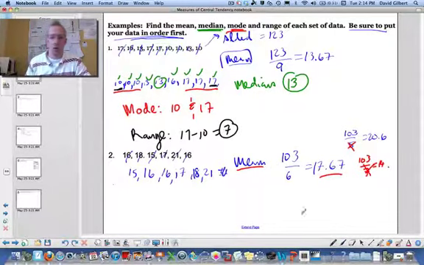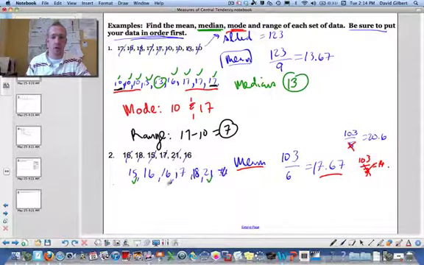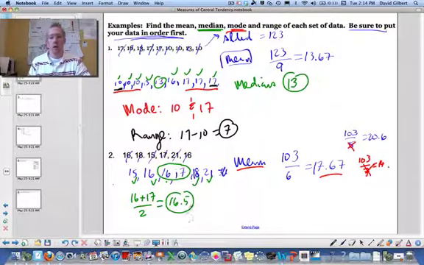For the median, you want to use your ordered numbers here, so first, last, and now we have 2 middle numbers, a 16 and a 17. So we do 16 plus 17 divided by 2. We just average those 2 numbers, and that gives us a 16.5. Alright, so that's our median.